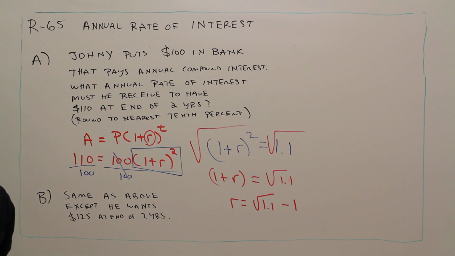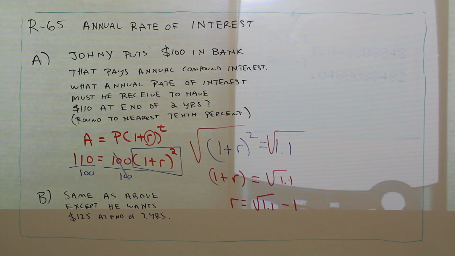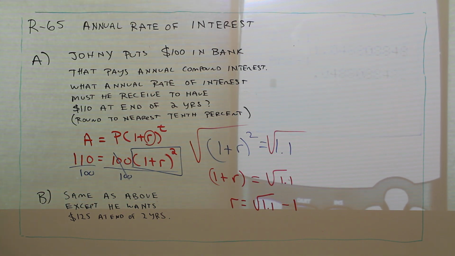All right, let's do the math right here. Here's my calculator. Second square root 1.1 minus 1. I don't know if you can see that or not, but it's 0.0488.